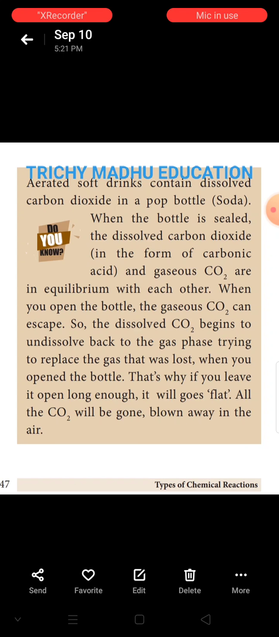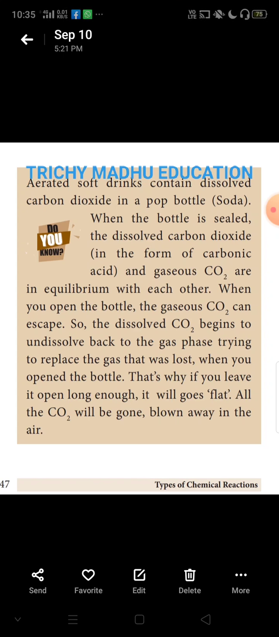So aerated soft drinks contain dissolved carbon dioxide, in a pop bottle, that is soda. When the bottle is sealed, the dissolved carbon dioxide in the form of carbonic acid and the gaseous CO2 are in equilibrium with each other. When you open the bottle, the gaseous CO2 can escape, so the dissolved CO2 begins to undissolve back to the gas phase, trying to replace the gas that was lost when you opened the bottle.